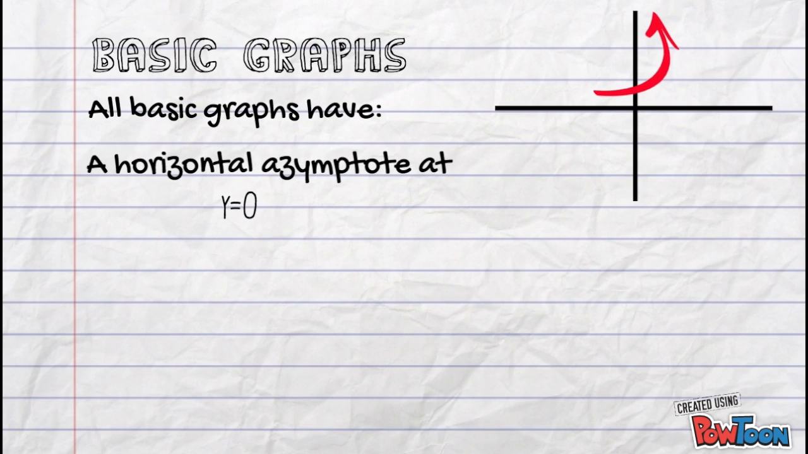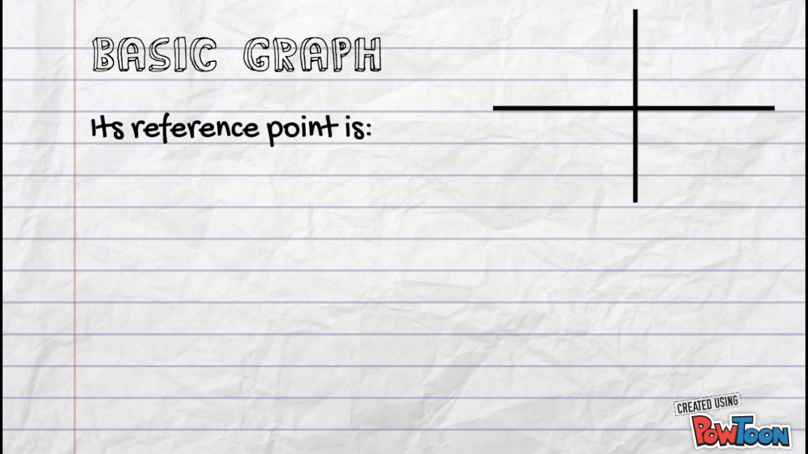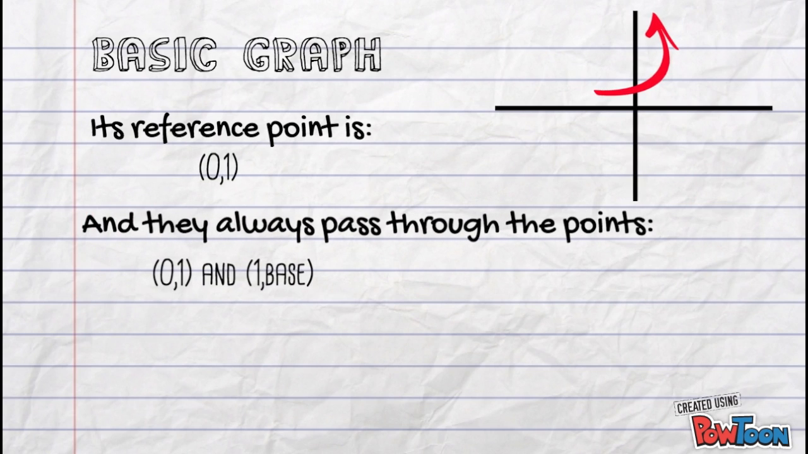All basic graphs have a horizontal asymptote at y = 0. Their domain is all real numbers, and they have a range of (0, infinity). Their reference point is (0, 1), and they all pass through the points (0, 1) and (1, base).